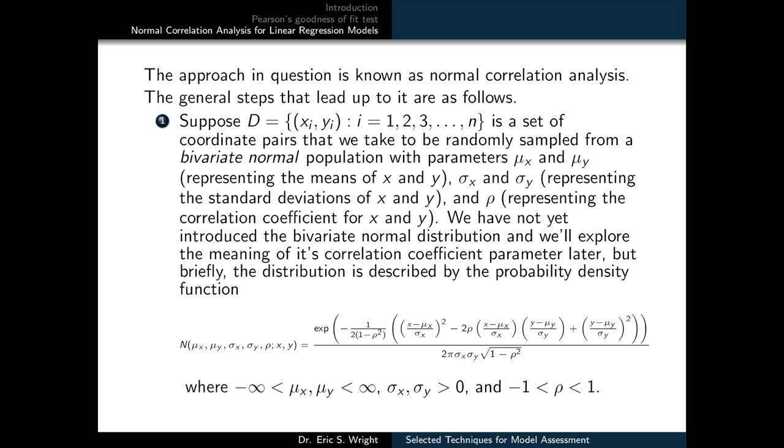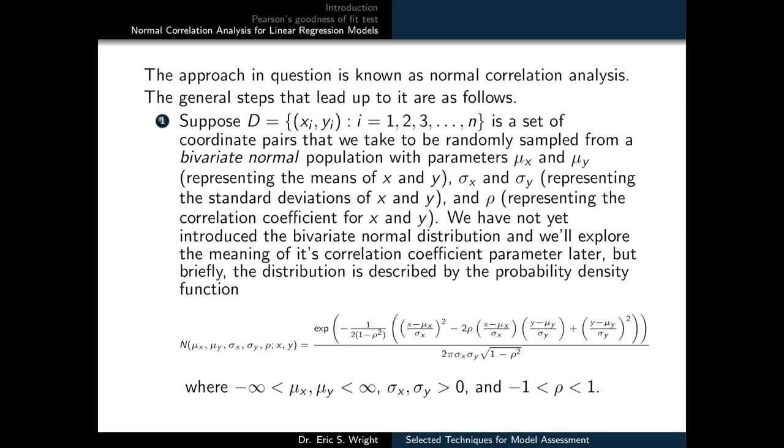But briefly, the distribution is described by the following probability density function: N of mu of x, mu of y, sigma x, sigma y, rho, and x and y. It's equal to the exponential function applied to negative 1 over 2 times 1 minus rho squared, all times the quantity x minus the mean of x over sigma x squared, minus 2 rho times x minus mean of x over sigma x times y minus mean of y over sigma y, plus y minus mean of y over sigma y squared.